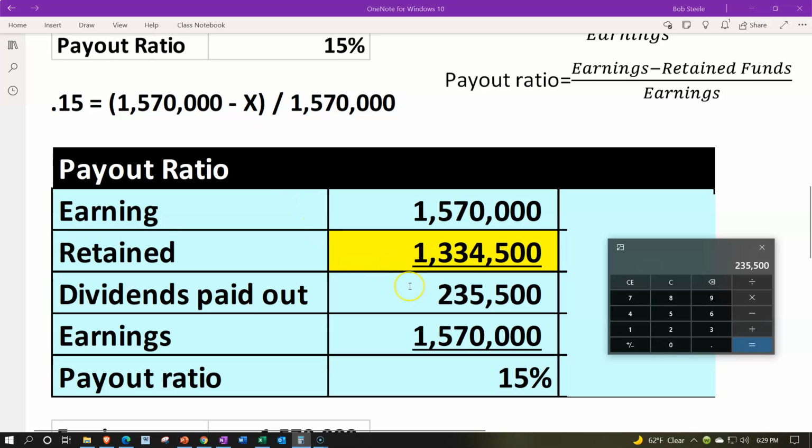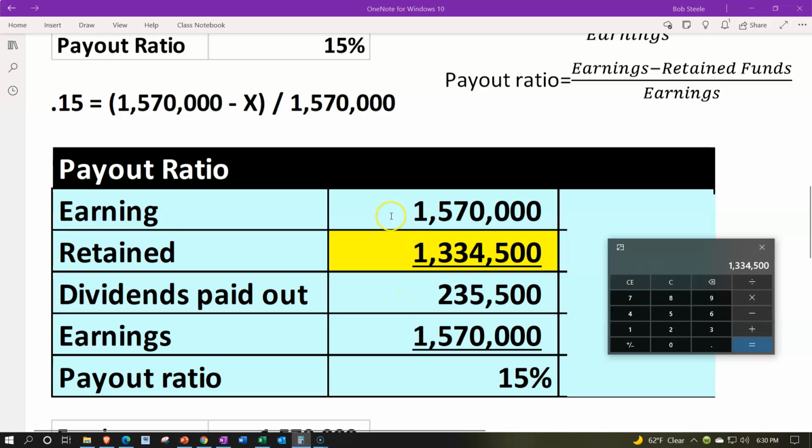And then you could say, all right, once I have that number, then of course I have the earnings, and the earnings minus the retained earnings is the dividends. So if I didn't know what the earnings were, I can then take the 1,570,000 minus the 235,500, and that would give us, let me do that again. We can take, yeah, that's right. And that would give us the 1,334,500. So we can kind of back into it.